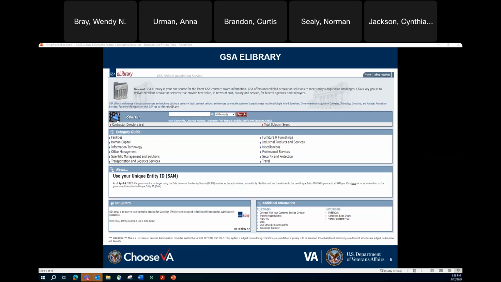If you know who the vendor is, looking for that vendor's contracts could be another way to get to that information also.